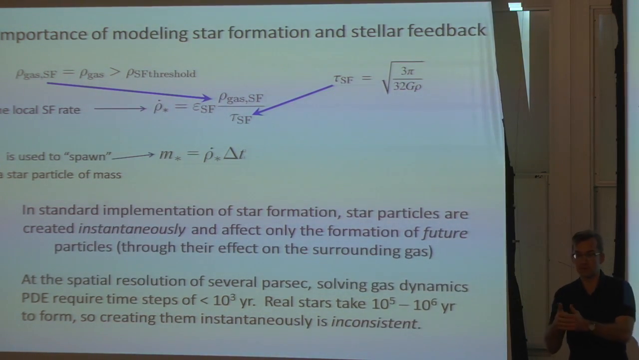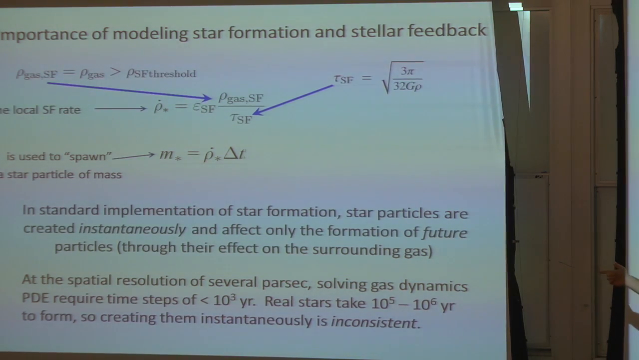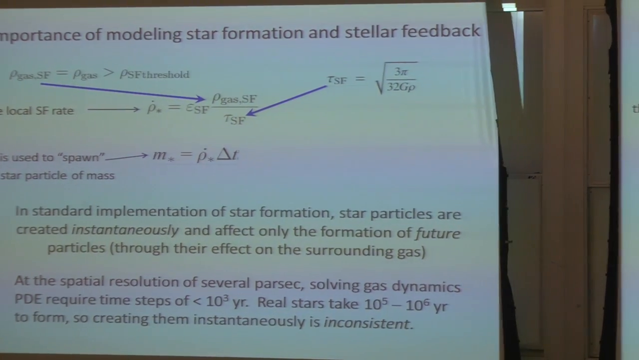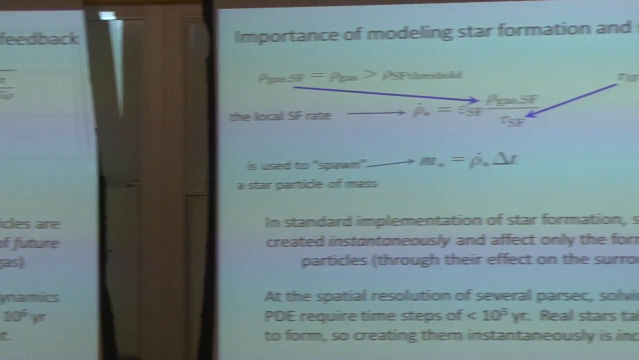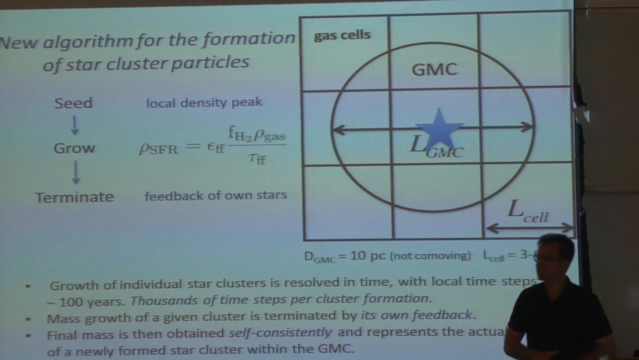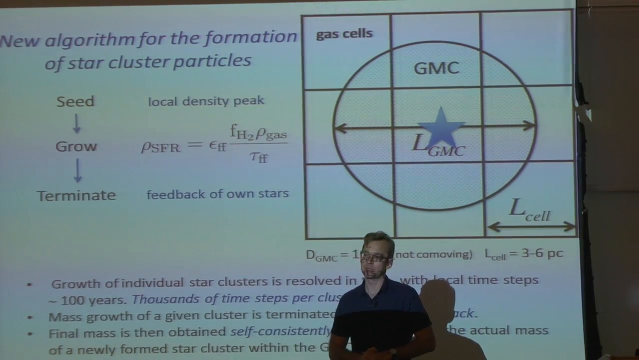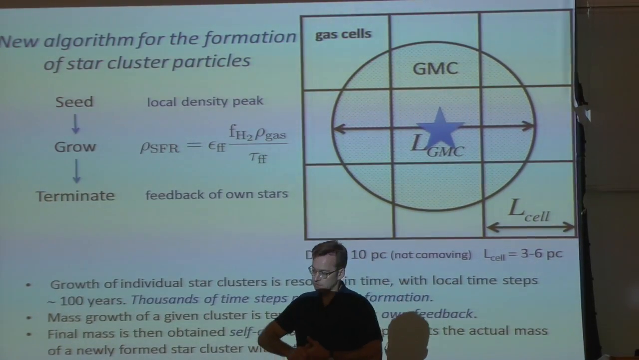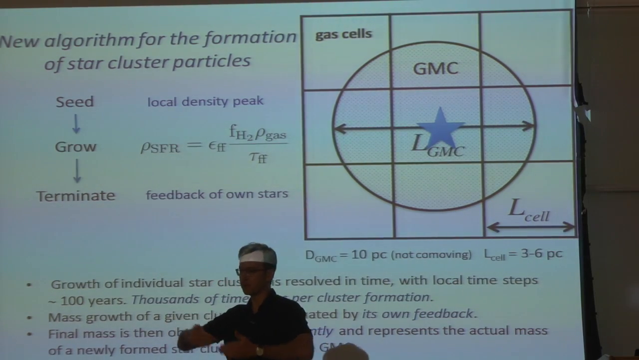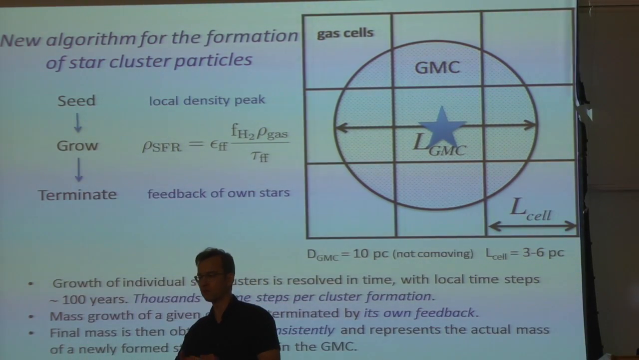We're not resolving individual stars, but we should be. So creating particles instantaneously is not a consistent way of modeling it. And the new work that started very recently is trying to fix it. What it does essentially is it grows these stellar particles, the collection of stars, over time.